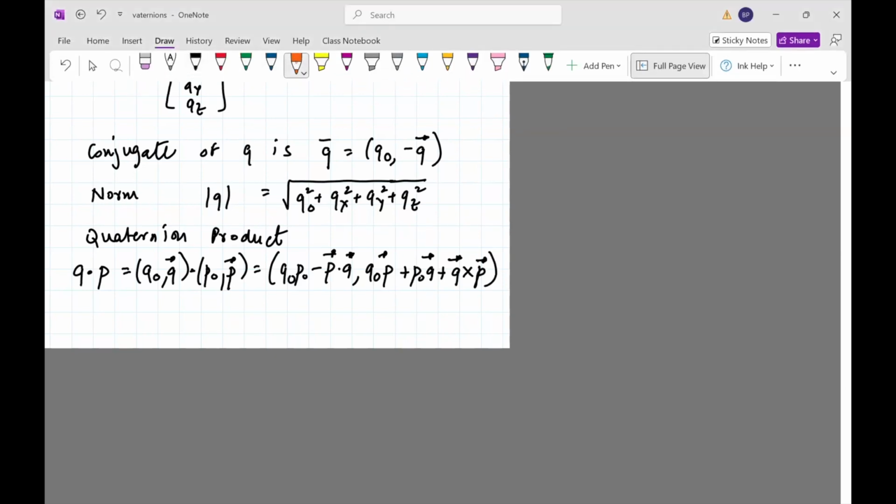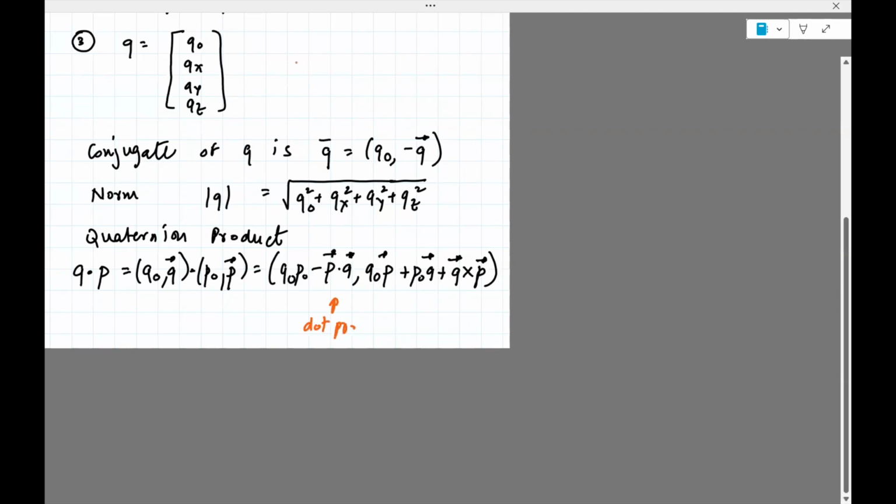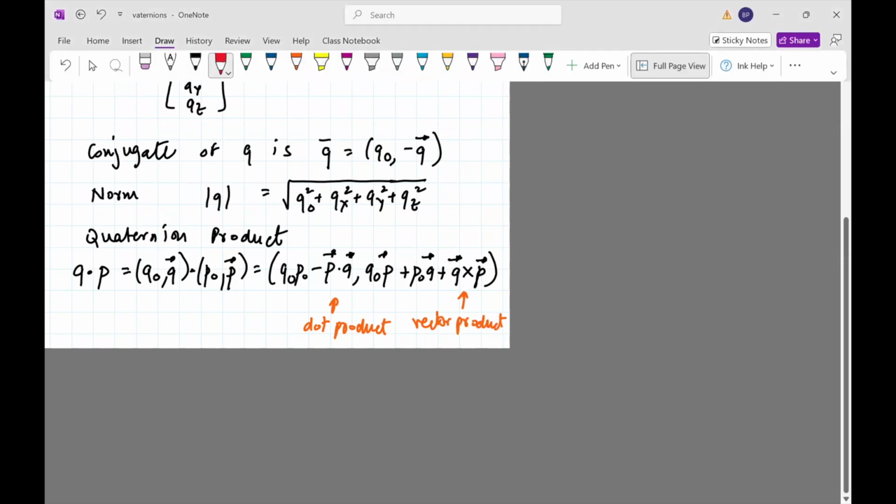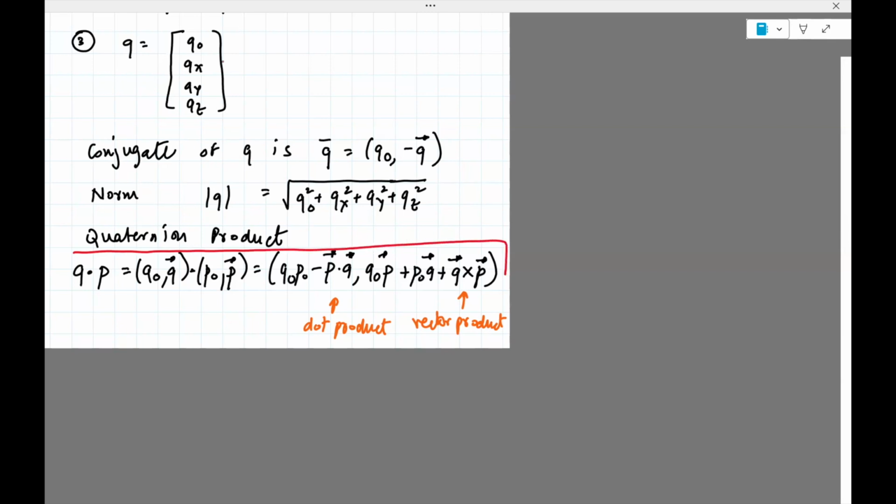So this is the dot product which we use in vectors, right? You take the components and multiply them. And then this is the vector product. Okay, so that formula is important. There are other formulas about quaternions, and there are people who use quaternions for other things and are interested in those. But for us, the only things which are important are these three things: conjugate, norm, and quaternion product. That's it.